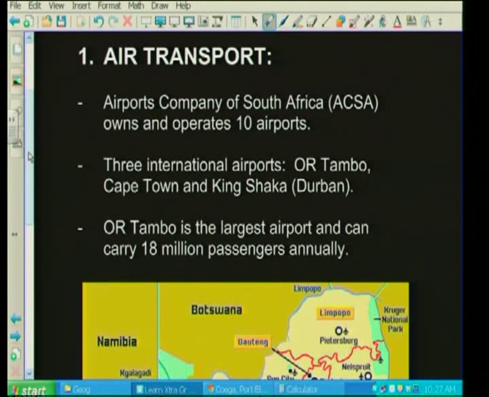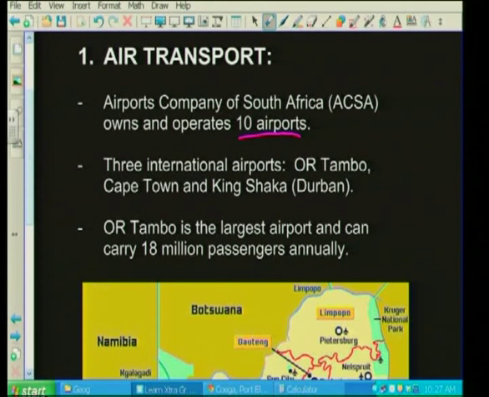Okay, so if we move right ahead, let's start off with a basic recap or revision of some of the major factors that affect our trade and transport in South Africa. The first concept or the first idea is that of air transport. You know that South Africa has got 10 airports. I'm going to show them to you on the map in a moment.